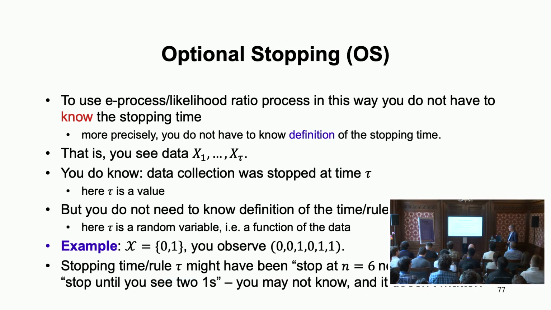So here's maybe one more example. If you do a test for whether a coin is fair or not, and you get this binary data, and you see this data, then it could be that you don't know if the stopping time was stop at 6 or the stopping time was stop as soon as you've seen 2 ones. If you use an e process, it's fine. You don't need to know what was the underlying rule. If you stop there and you reject if the e variable is larger than 1 over alpha, you have a type 1 error guarantee.